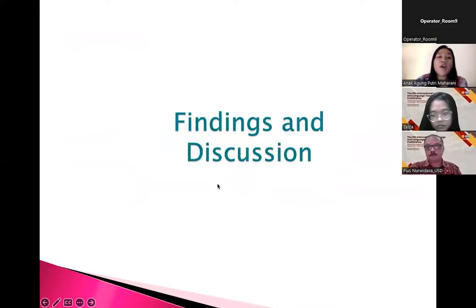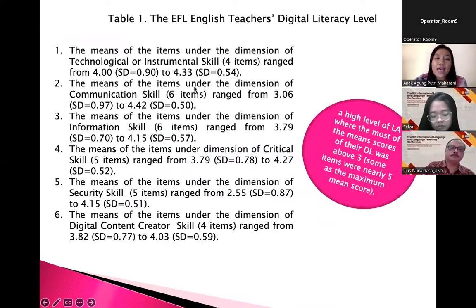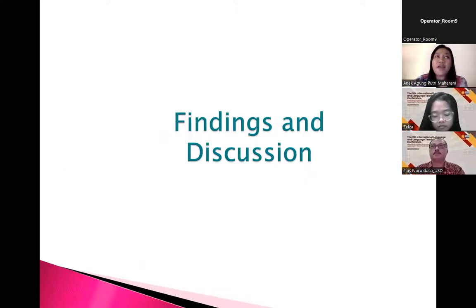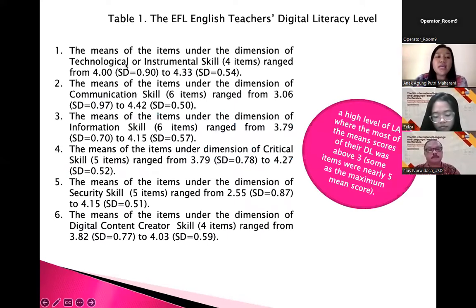And then for the findings and discussions, the first finding relates to the first research question, in which we investigated the level of digital literacy of the English teachers in the Denpasar area. We concluded that the level of digital literacy of the English teachers, shown by the mean scores, was above 3, and some items were nearly 5 as the maximum mean score.